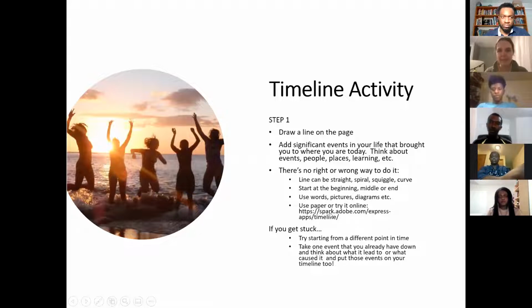If you get stuck, some tips are to maybe try starting at a different point in time. So if you start at the beginning and you find you're getting stuck and you can't remember way back to when you were a little kid, maybe start more recently and work your way backwards and see where you get to.